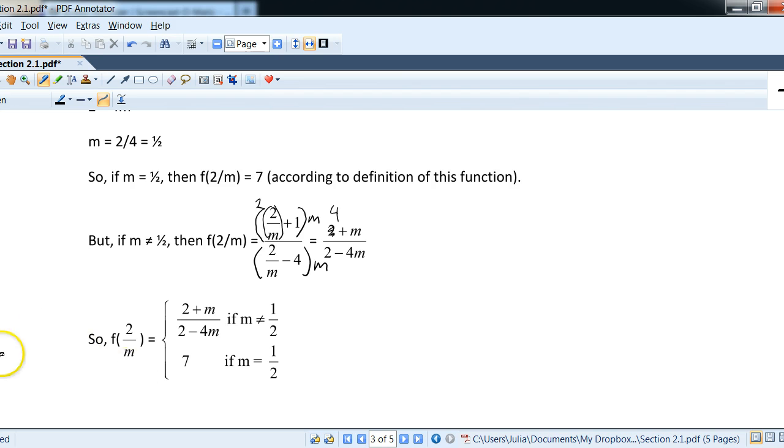So the actual definition, you have the top part. This should be 4 plus m. And the bottom part is 7 if m equals 1/2.